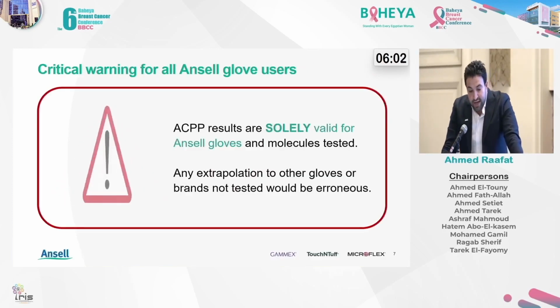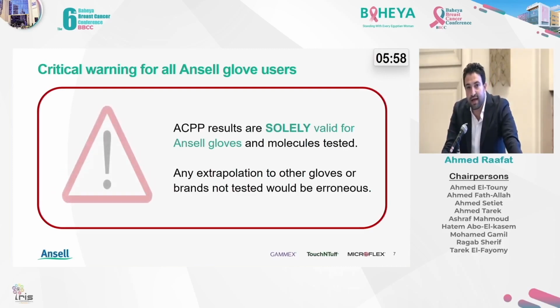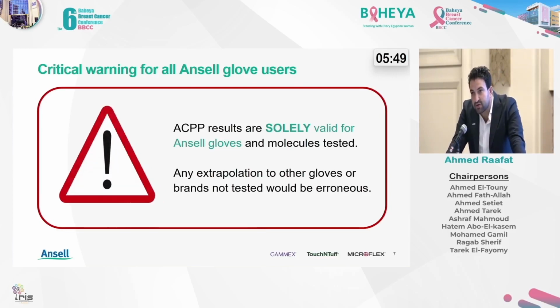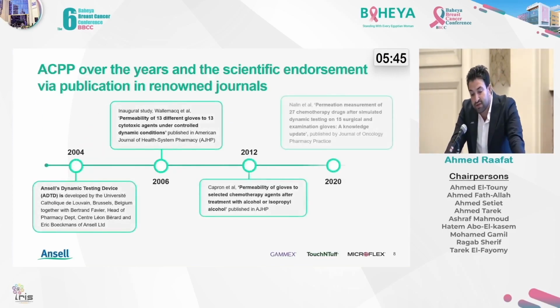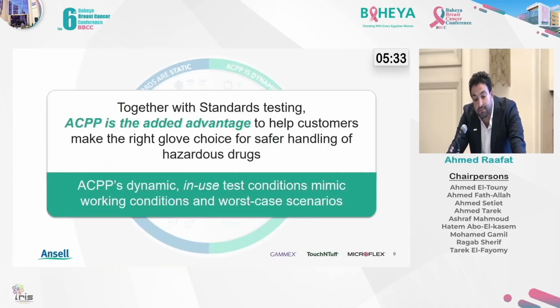Only Ansel gloves in the market have the ACPP and have permeation guidelines to work with chemotherapy drugs. No other gloves in the market have the ACPP because it was invented only for Ansel. And these are the journals where the ACPP authors published this study. The first journal is the Journal of Health System Pharmacy, and the second one is the Journal of Oncology Pharmacy.